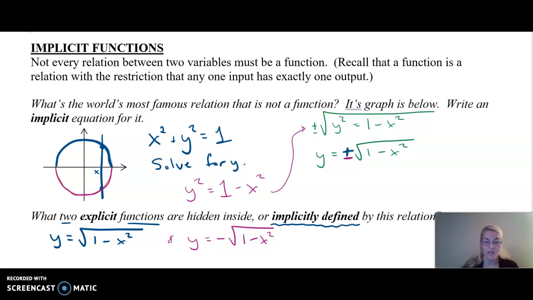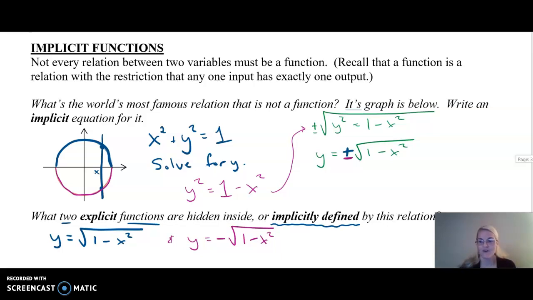So this relation implicitly defines two explicit functions. And the truth is you can do this for any relation that itself is not a function: it implicitly defines one or more. Oftentimes, if it's not a function itself, then it's definitely going to imply at least 2, sometimes 3, or 4, or 5, depending on how crazy your graph is.